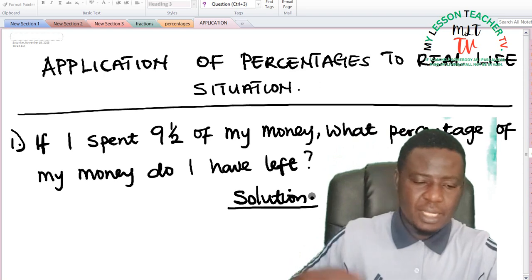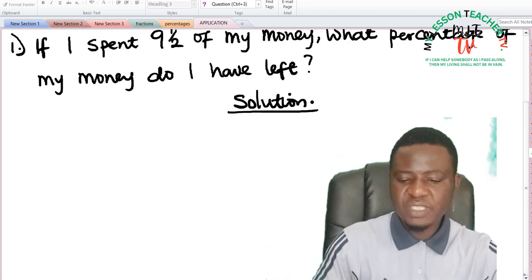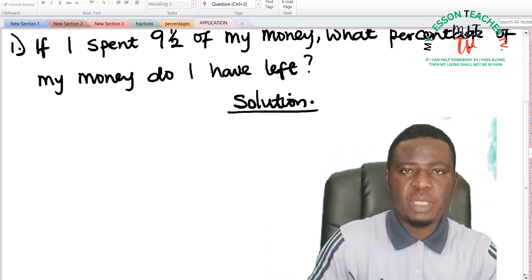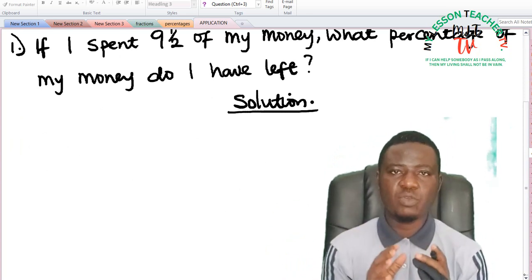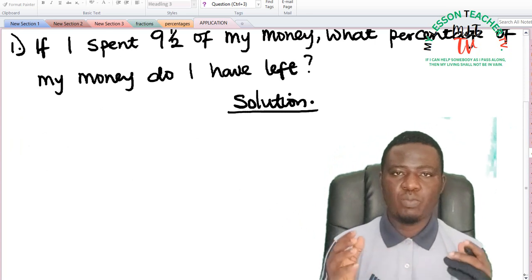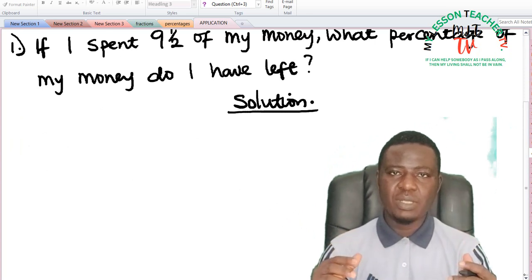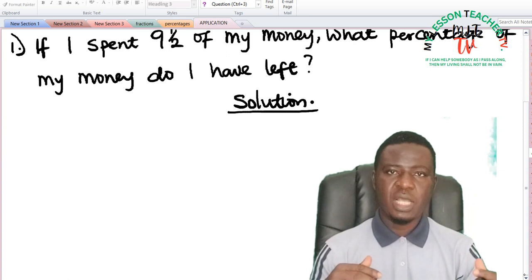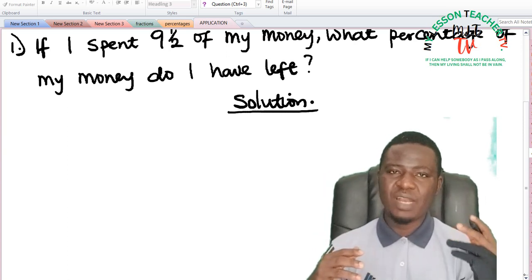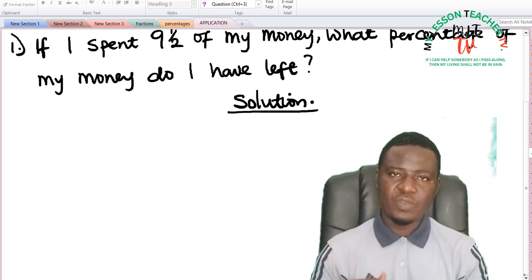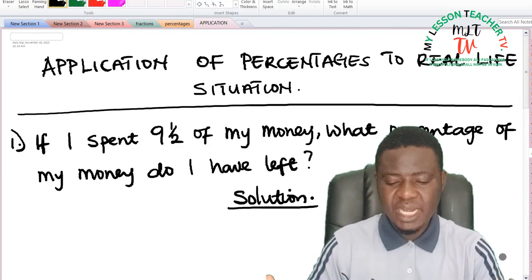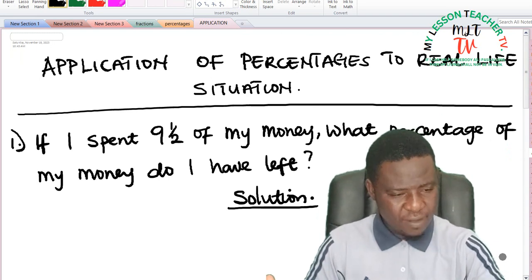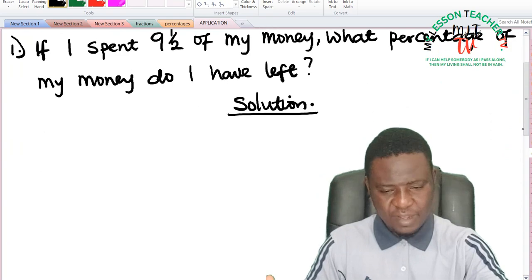Just like I always say, the first step in solving a problem is understanding that problem. Now, these questions are said to be in terms of algebraic statements. I'm going to rewrite them in terms of algebraic expressions and thereafter apply all we have learned on percentages in solving them. The question says, if I spent 9.5 of my money, what percentage of my money do I have left? What I have left is this.